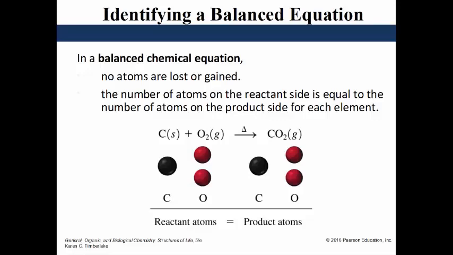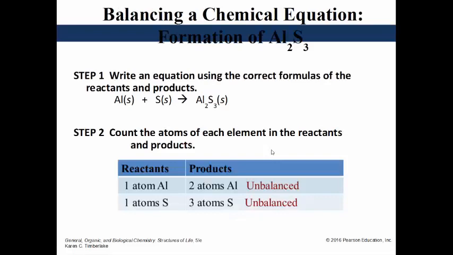So in this example here, you have one atom of carbon, two atoms of oxygen. When they combine together, they form one product, carbon dioxide, but you still have one carbon here and two oxygen. This is a balanced equation. Even though there are two reactants and one product, the amount of stuff has not changed. There's still one carbon on both sides of the arrow. There's still two oxygens on both sides of the arrow. So nothing has changed. All right, now we'll move on to balancing a chemical equation.